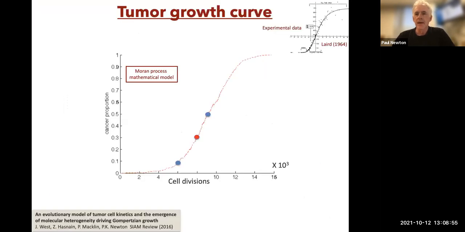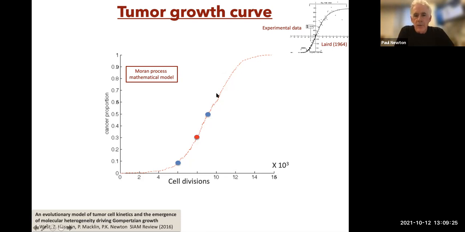One more thing. So up on the upper right here is a typical tumor growth curve, which is a Gompertzian curve or an S-shaped curve. And that comes from Laird's paper in 1964, where she took lots of different kinds of tumors from mice and rats and humans and normalized them and put them all on the same plot and then fit them to a Gompertzian curve. And so for me, that's one of the nicest experimental curves I've seen.